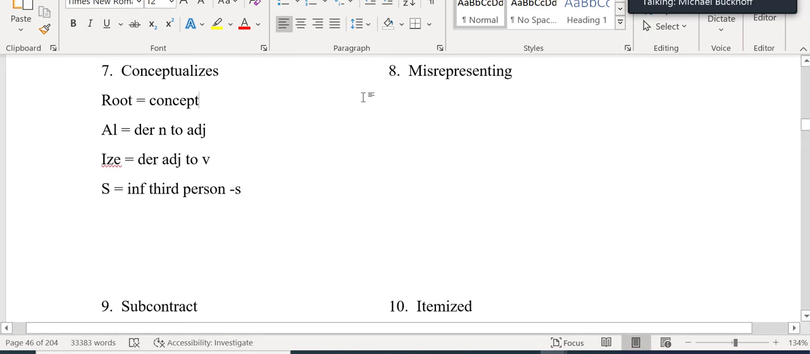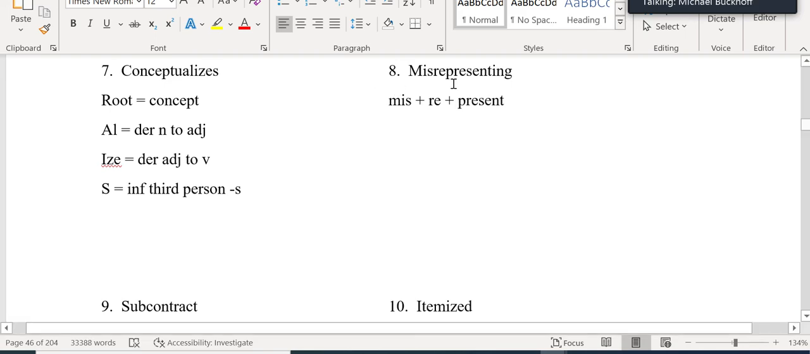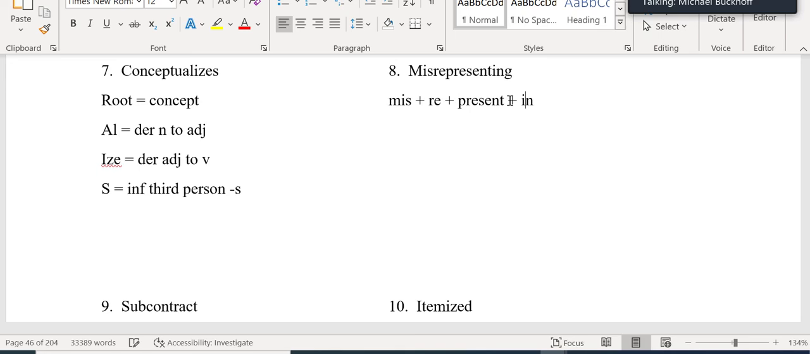And then with misrepresenting, right, we get to present. We'll say miss plus present. I forgot the re in there. Miss plus re plus present plus ing.